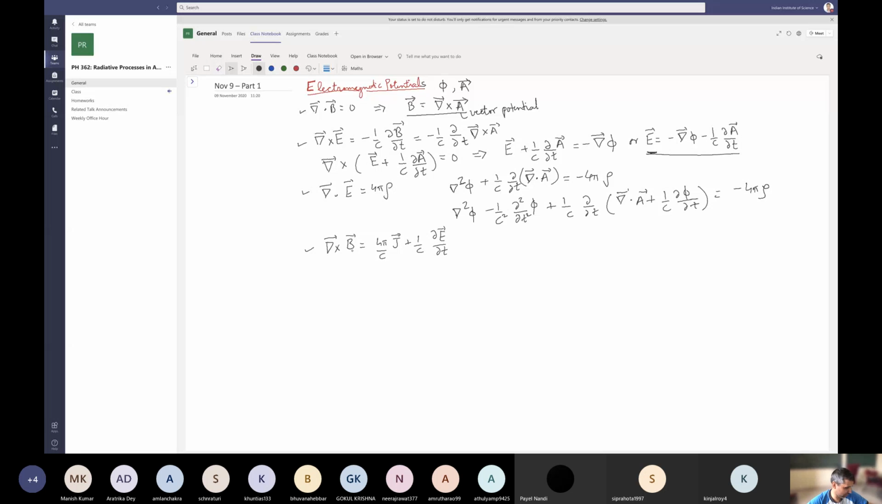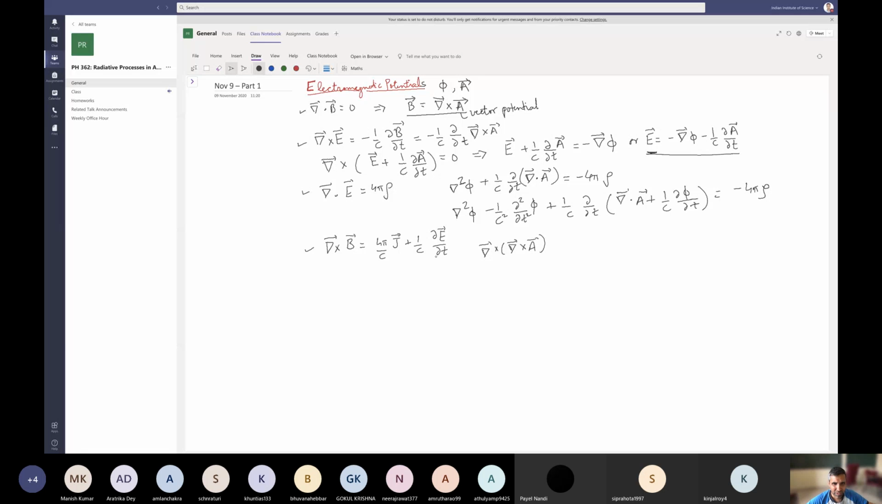Okay, so what about this equation? If we substitute for A here, B is del cross A, so we have del cross A is equal to, and then we have this. So this is the first term. Sorry, let me raise it a little bit. This is the first term.